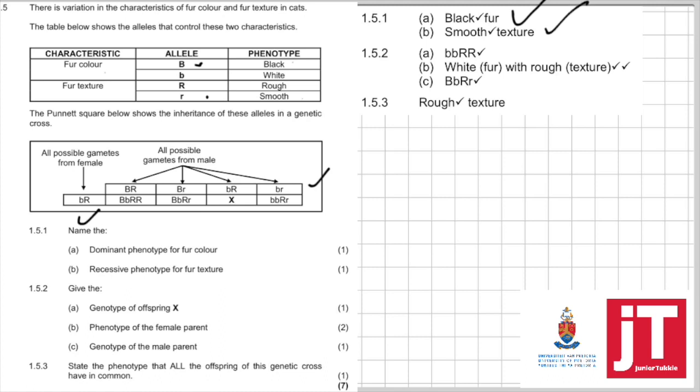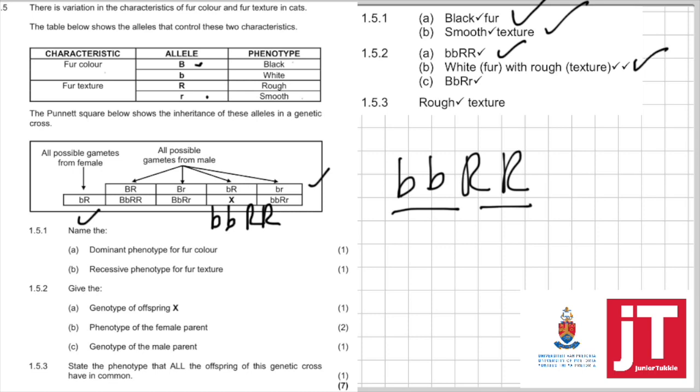Right. Then 1.5.2, give the genotype of offspring X. And that's easy. You take small b, big R, and that's how you work out the offspring. And there's your answer there as well. Then give the phenotype of the female parent. Now the phenotype of the female parent, she is small b, big R. So she is white fur color and what texture? Rough texture.